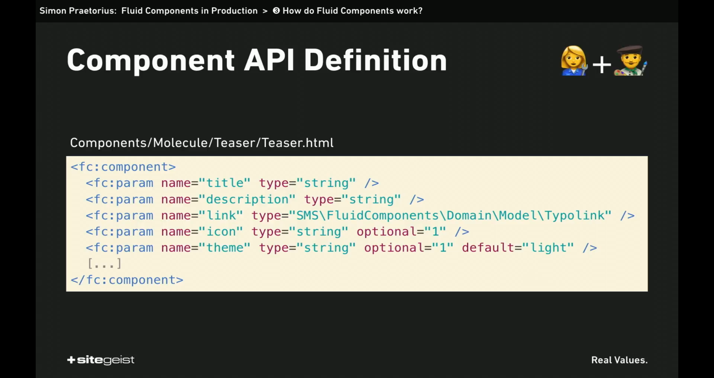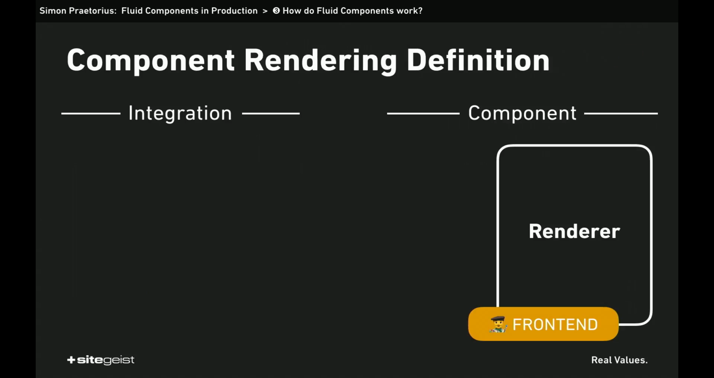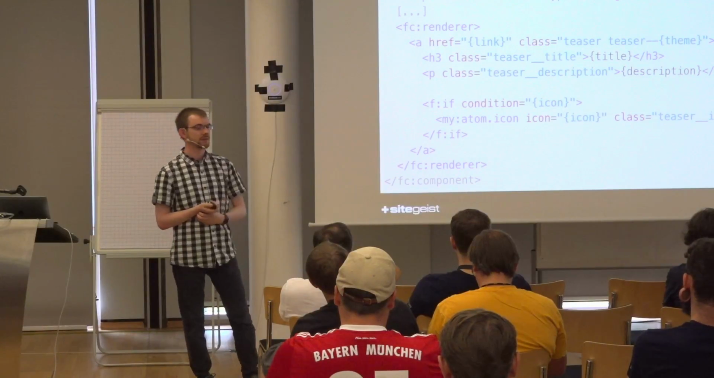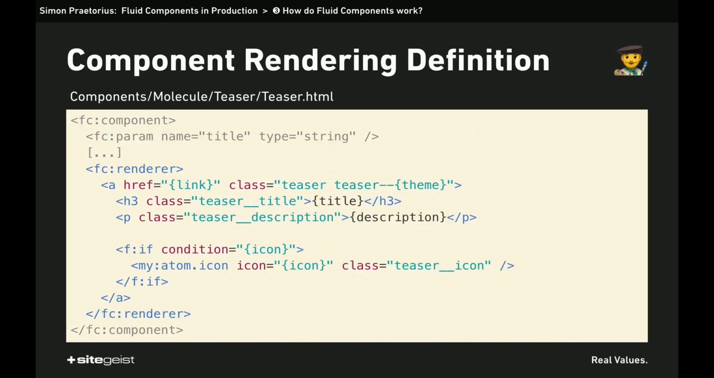So that's how the API definition would look like. Next, let's look at the renderer definition. That would be the part that is purely the responsibility of the front end. That's how it looks like. You see above there's the fc:component part again, and the params would go there where the ... is. Then you define an fc:renderer tag in which the rendering definition of the component lies.